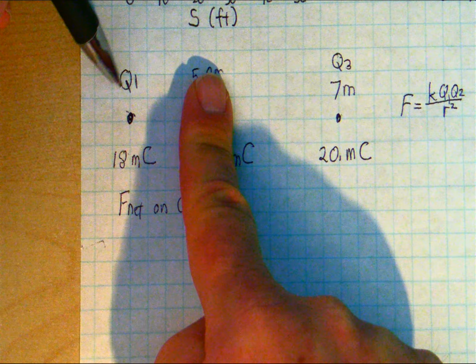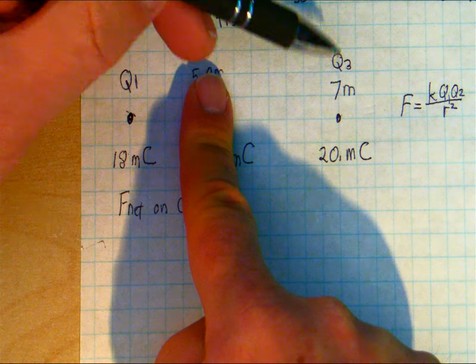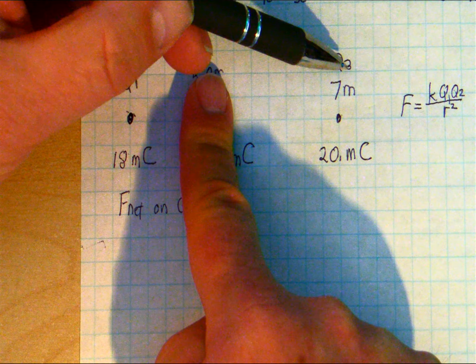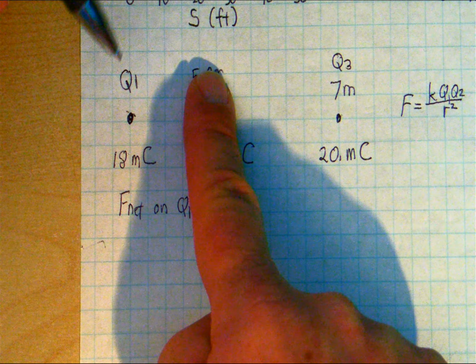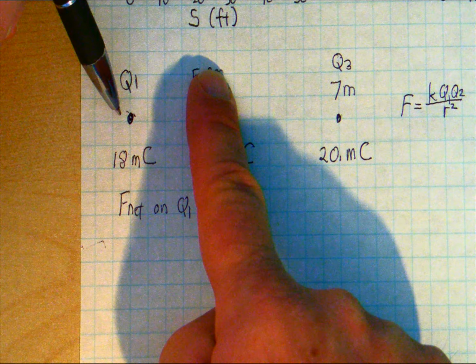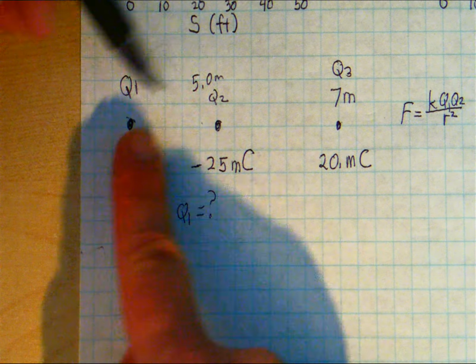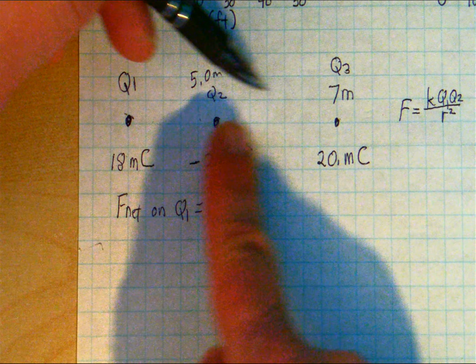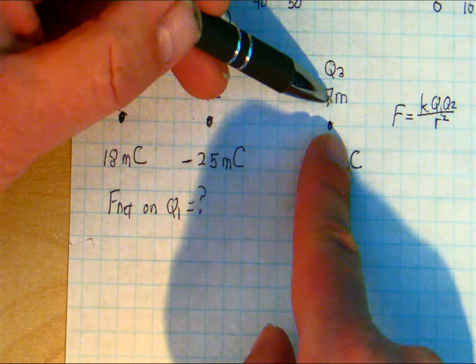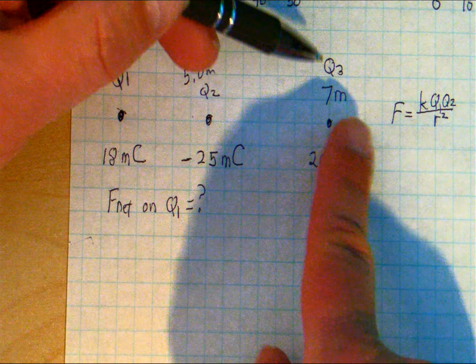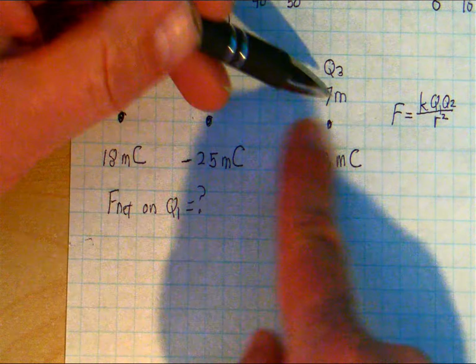I put these two charges, Q1 and Q3, into Coulomb's law. Be careful to use the correct value for R. It's 5 meters plus 7 more meters to go from Q1 to Q3, so I'm going to be using a value of 12 meters.